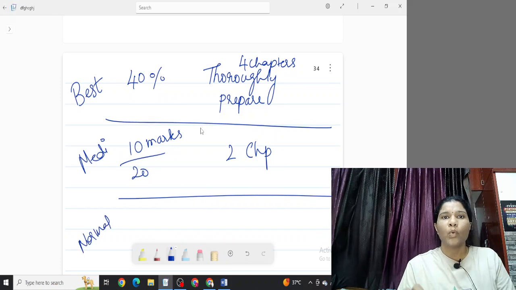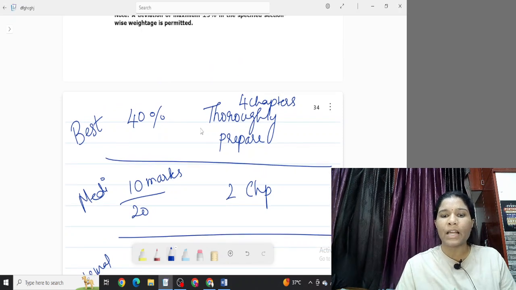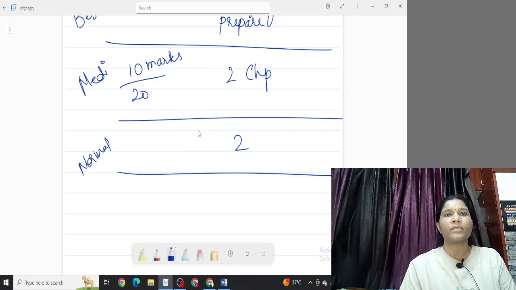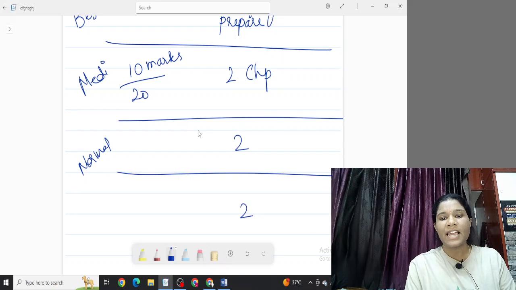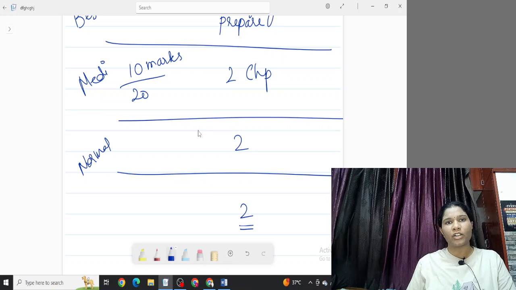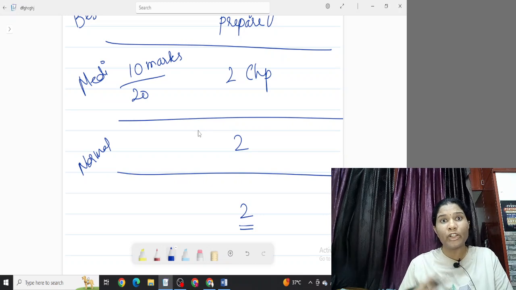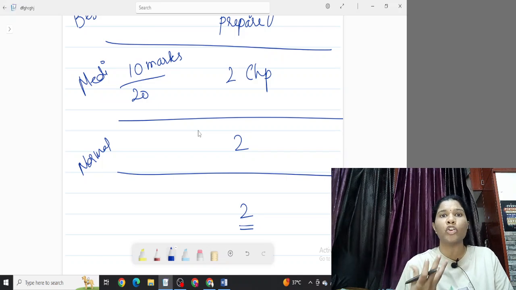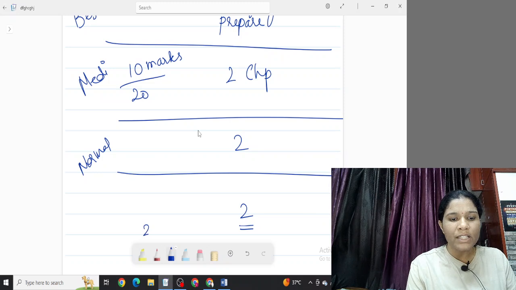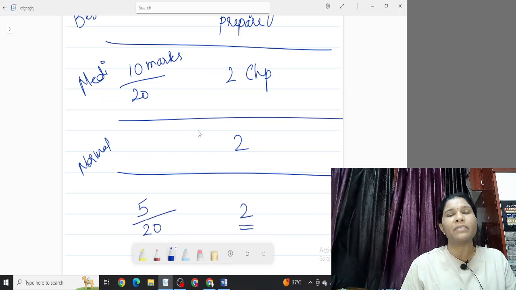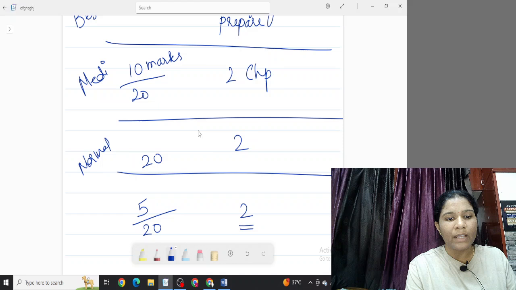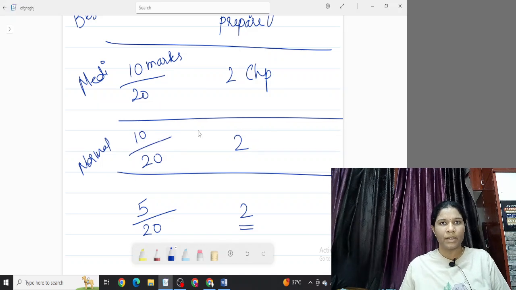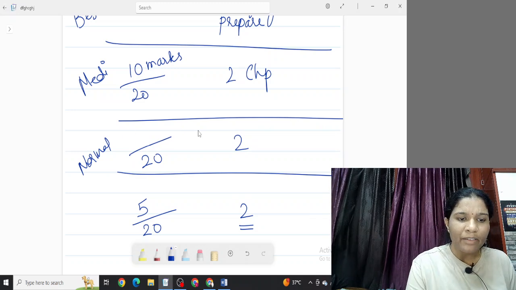Normal category, where you are left with how many chapters? 4 more chapters. And from that, pick 2 chapters. And the last 2 chapters, keep it for 1 week before the examination, or whenever you get time, make time for those chapters. Look at the book back questions and do your best. So from these 20 marks, at least you should be able to get 5 marks. And here, from this 20 marks, you should be able to get 10 marks. This is how your preparation should be.